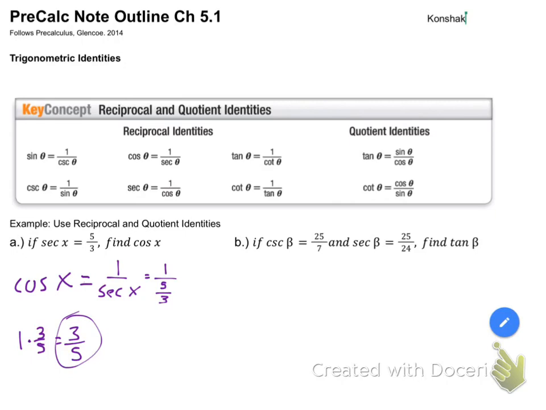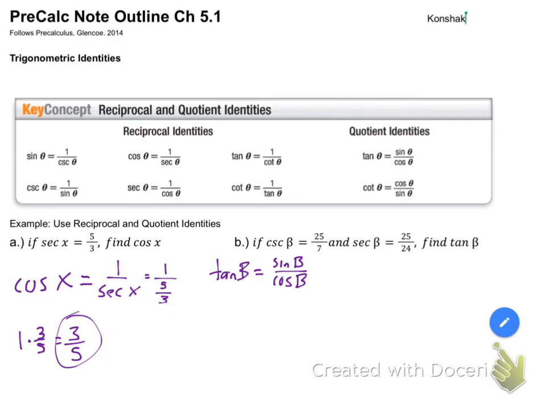Now, part B. They give you cosecant beta equals 25 over 7. Secant beta is 25 over 24. Can you find the tangent of beta? Hint, start with tangent and convert it. So, what is tangent? It's sine beta over cosine. Now, I think everybody would agree with this, but the question is, do I have a sine and a cosine? Not directly, right?